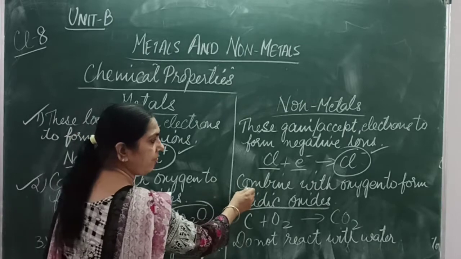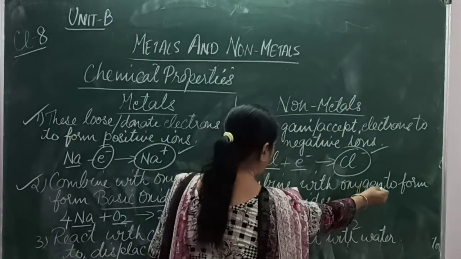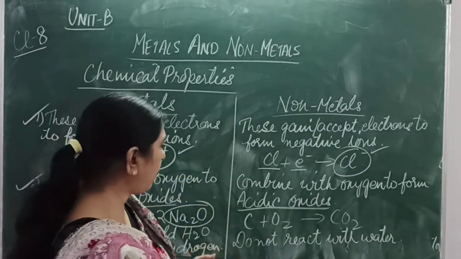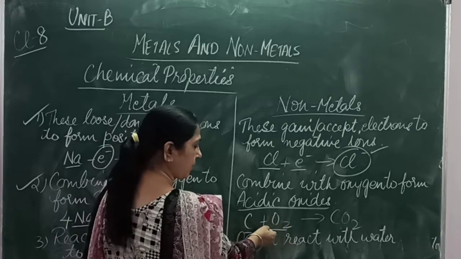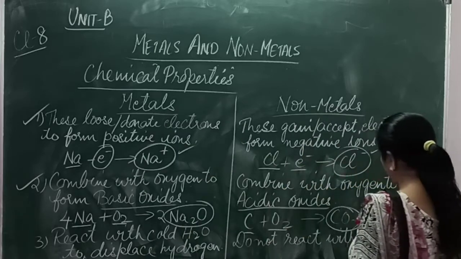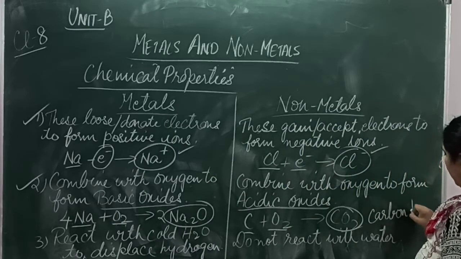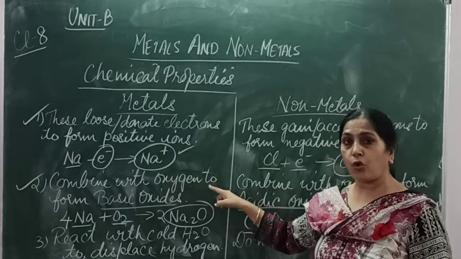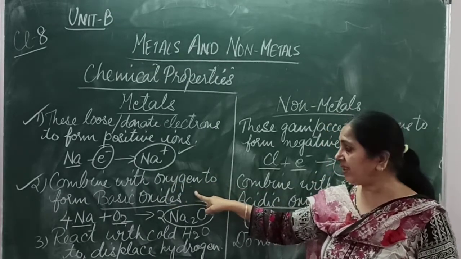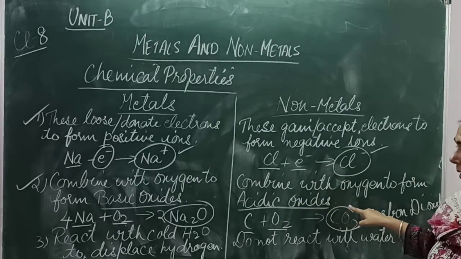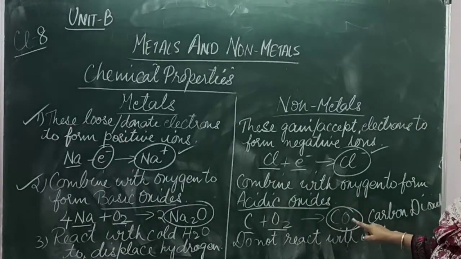Now non-metals combine with oxygen to form acidic oxides. They do not form basic oxides, but acidic oxides. Like carbon combines with oxygen, O2, to give CO2. What is CO2? It's carbon dioxide. So this is the second property. Metals combine with oxygen to form basic oxides, and non-metals combine with oxygen to form acidic oxides. C plus O2 gives carbon dioxide, CO2.